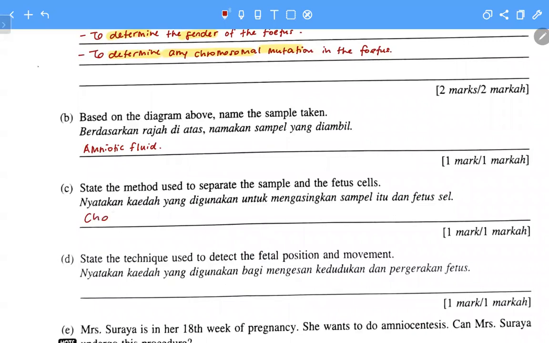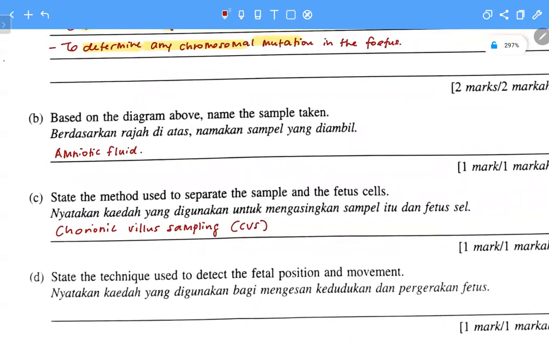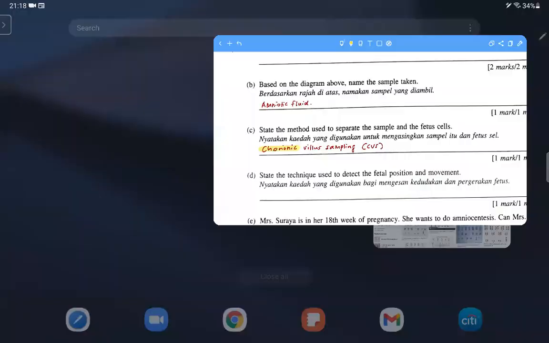So it's called chorionic villus sampling, or in short, CVS. Okay, so it's a bit hard to memorize, so please just try to memorize it. Chorionic villus sampling.